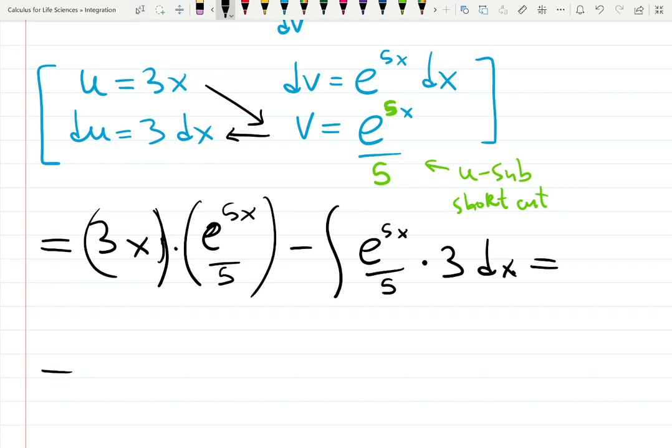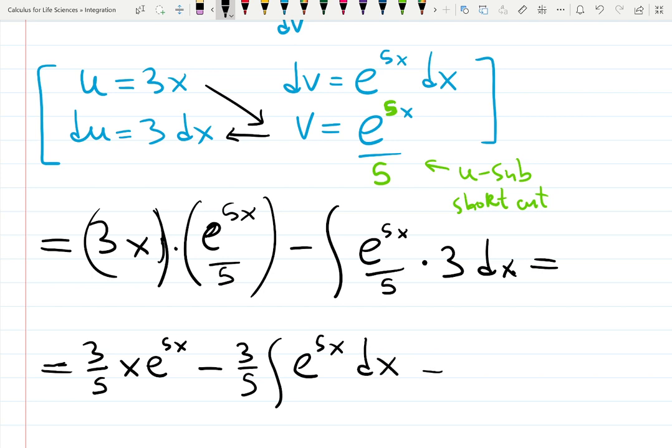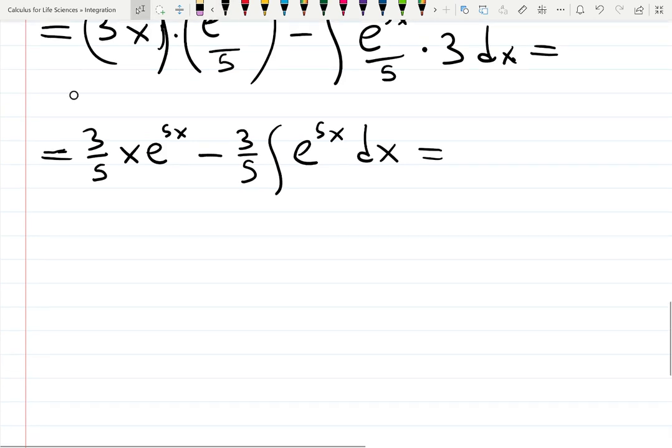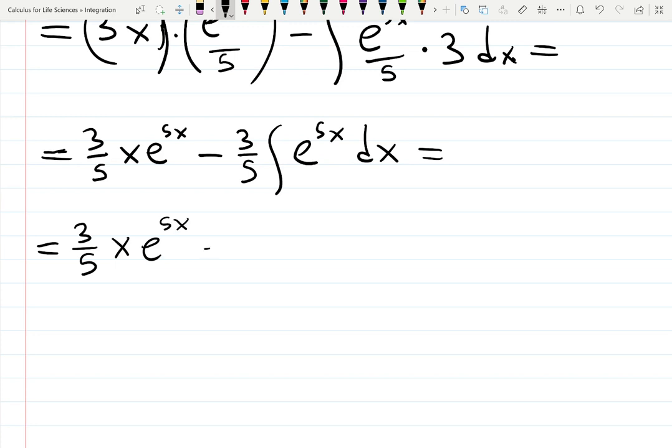So we have 3 over 5 x e to the 5x. That's the very nice way to rewrite the first part. Constants together, x together, e together. Minus 3 over 5 integral e to the 5x dx. But we just did this integral, so we know how to do it. The answer will be 3 over 5 x e to the 5x minus.